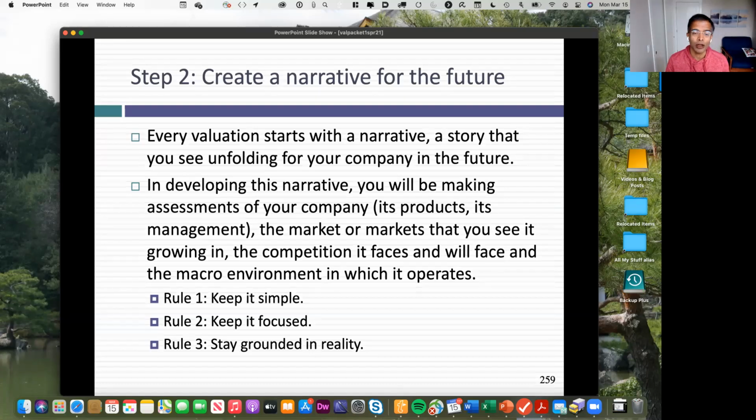Now, let me be very clear. You're telling a business story. You're not writing a creative novel. You know why I'm saying that? When you tell a business story, you want to keep it simple and you want to keep it focused. Let's take the first half of it, simple. Here's what you should not tell as a business story.